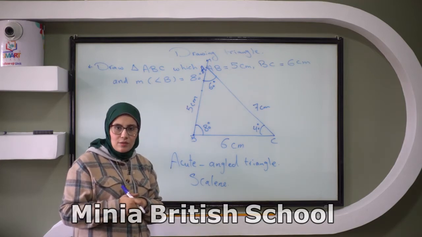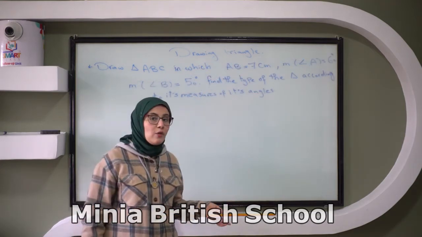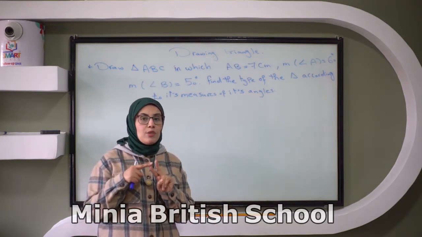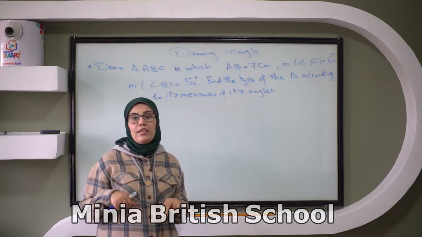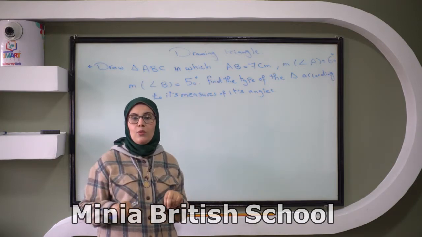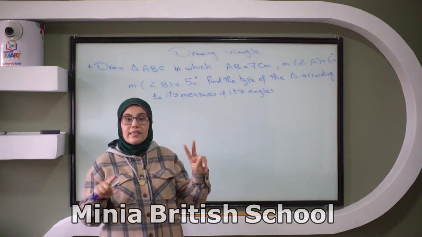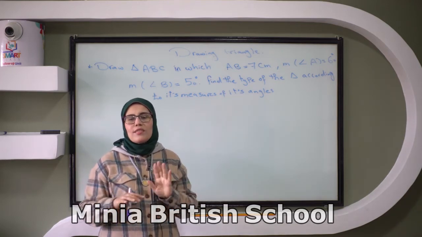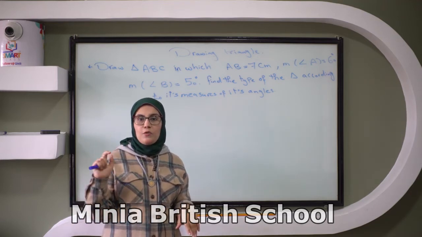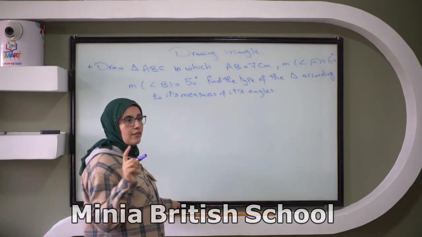What about the second method? Let's see. The second method to draw a triangle is when he gives you two angles and one side. He will give you two angles and one side, and actually this is so easy. What will we do? We will draw the side first. We have one side, like this.